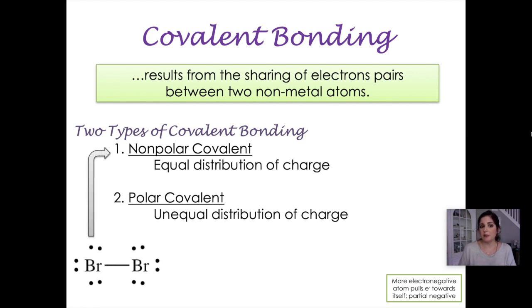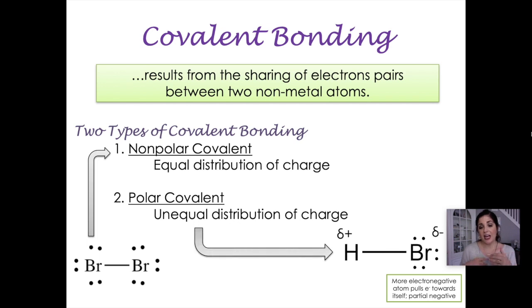So here's an example of a nonpolar covalent bond. I have bromine bonded to another bromine atom. Neither one of those has a higher affinity for electrons because it's both bromine. So therefore, they're going to equally share their electrons between them. Neither bromine wants electrons more than the other, so there is an equal distribution of charge.